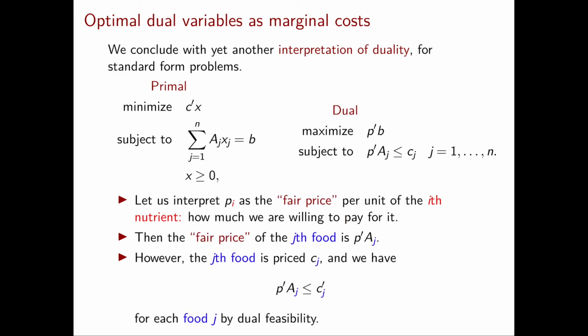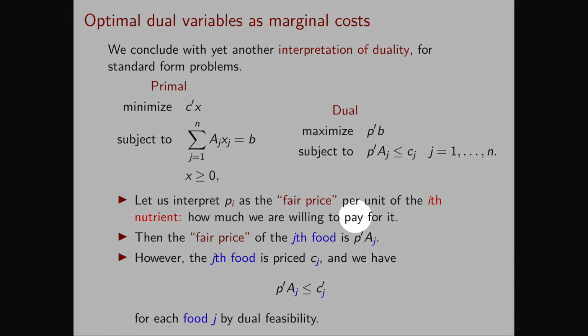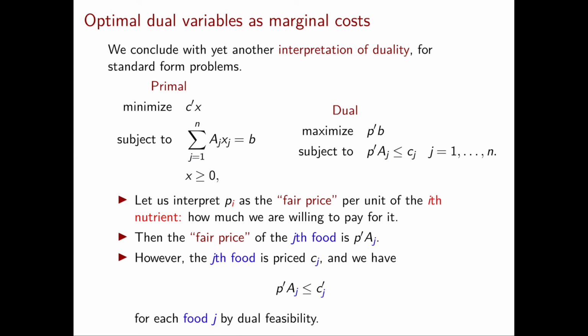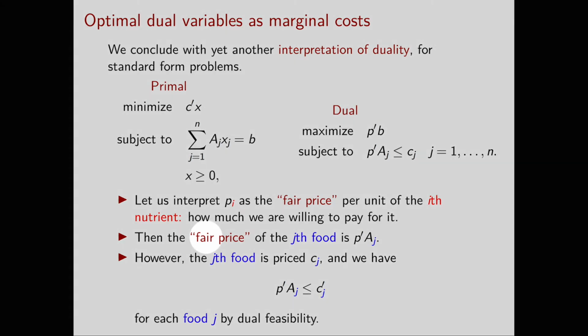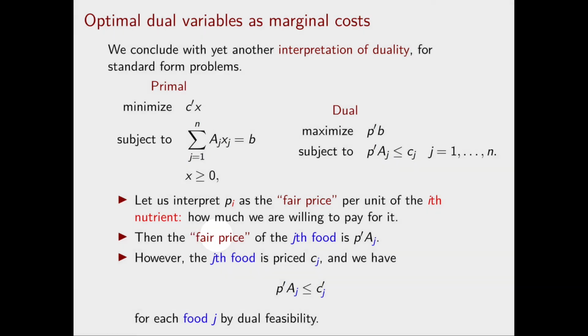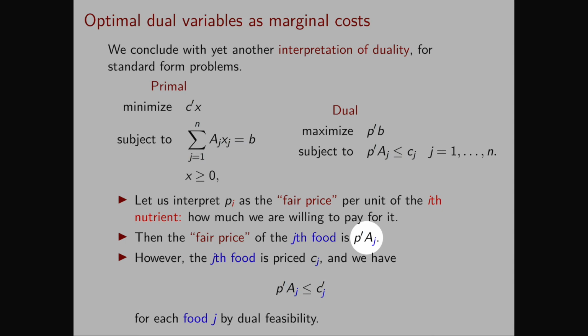We will see that the dual variable pi can be interpreted as the fair price per unit of the ith nutrient. So essentially pi represents how much we are willing to pay for 1 unit of the nutrient i. So let's assume that the pi can be interpreted in this way. Then we can also understand what is the fair price of the jth food. Everything we need to do is to sum the fair price of the nutrients that it contains. So the fair price of the jth food is p transpose Aj.